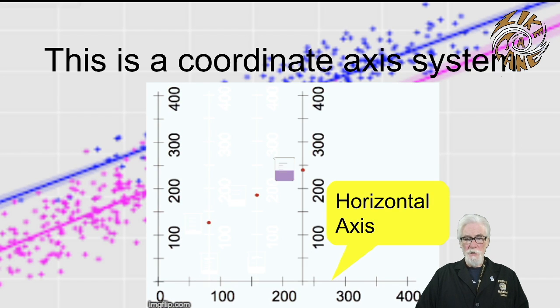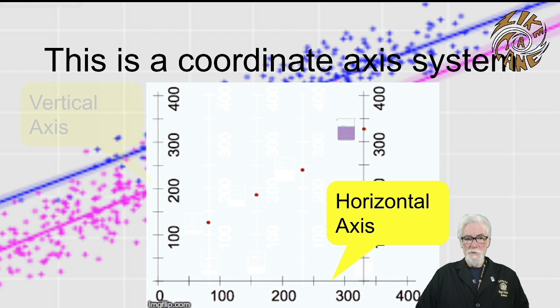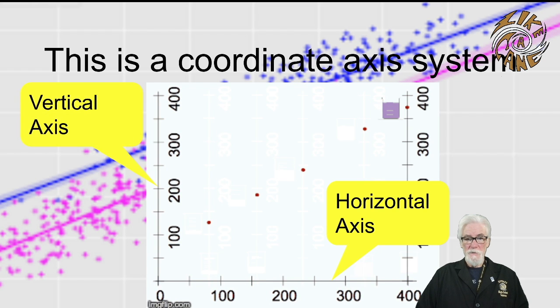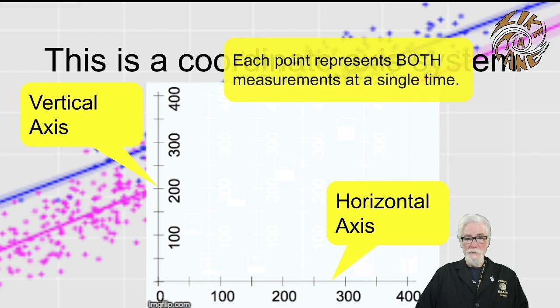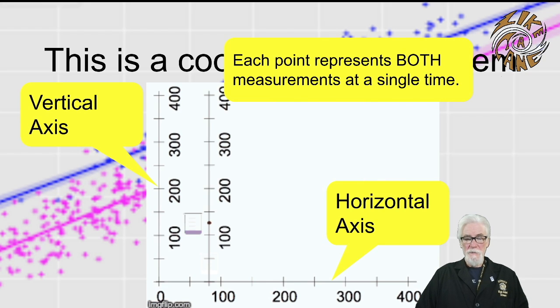So we have parts to it. There's a horizontal axis, the vertical axis, and then each point on this plot represents both measurements taken at a single time or as part of a single event. The kind of graph that we've just made here is called a scatter plot, and in our next video we'll explore how you can do that right and some mistakes that you can avoid to keep from doing it wrong.